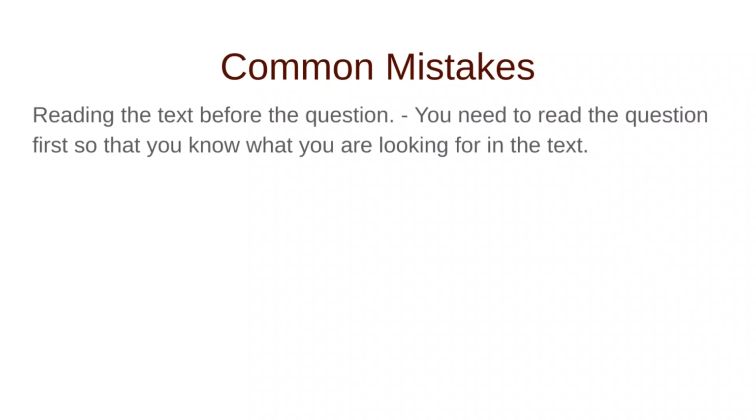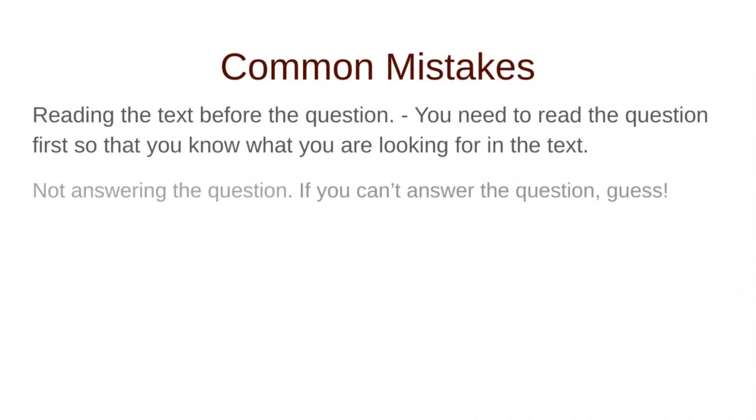Number 1, reading the text before the question. To answer this question type, you need to read the question first, so you know what you are looking for in the text. Number 2, not answering the question. If you can't answer the question, guess. It's multiple choice. The correct answer is there. If you guess, you might be lucky and select the right answer purely by chance. If you select nothing, you have no chance of the question being correct.